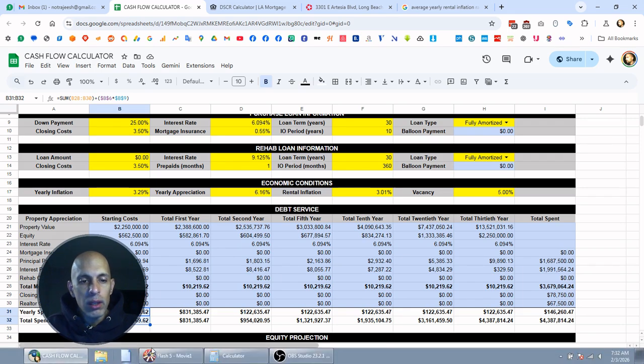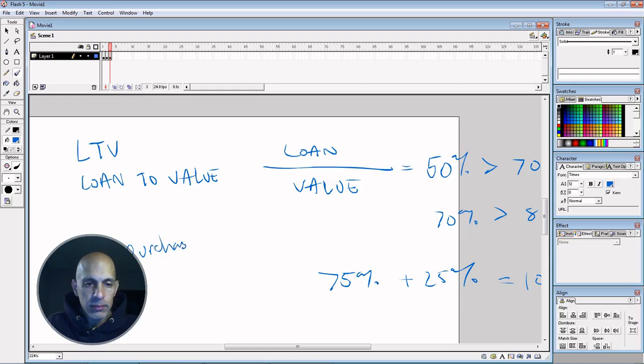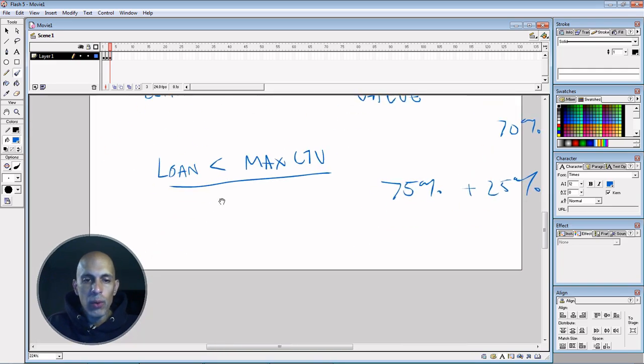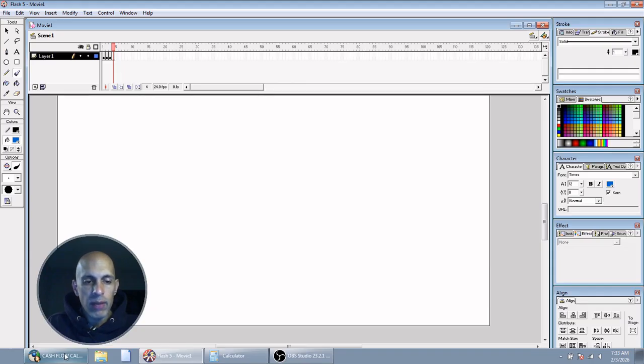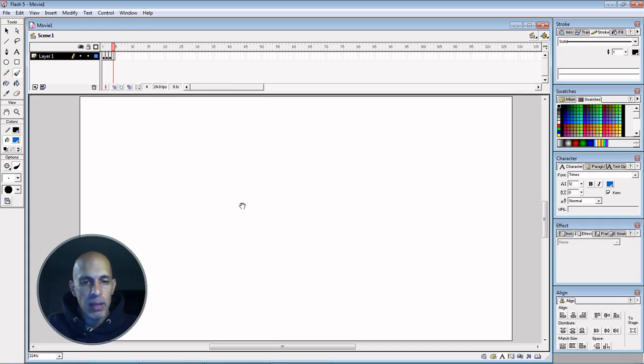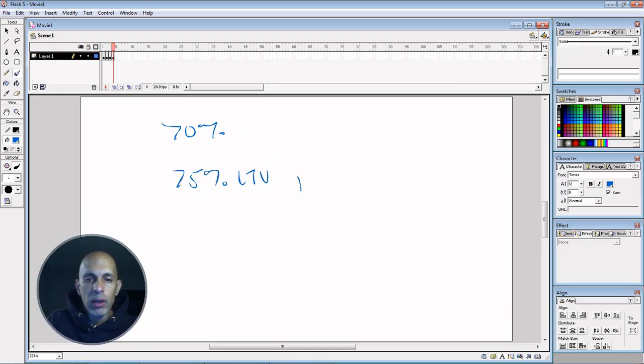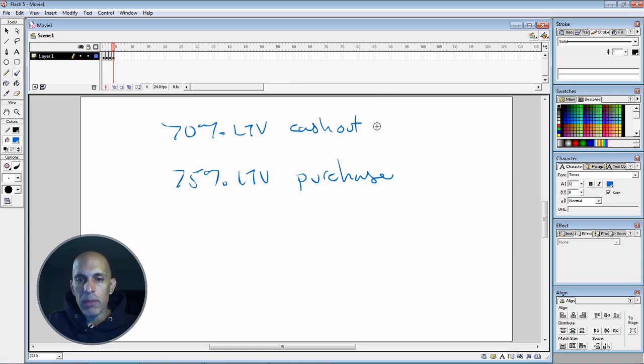at what point will your LTV be less than the maximum LTV? At what point will your loan be less than your max LTV? That's what we want to figure out right now. So on investment properties, when doing a cash out, commercial and multifamily especially, your max cash out is about 70%. Now purchase price is 75% LTV purchase. But on a cash out refinance, you're at about a 70% LTV.